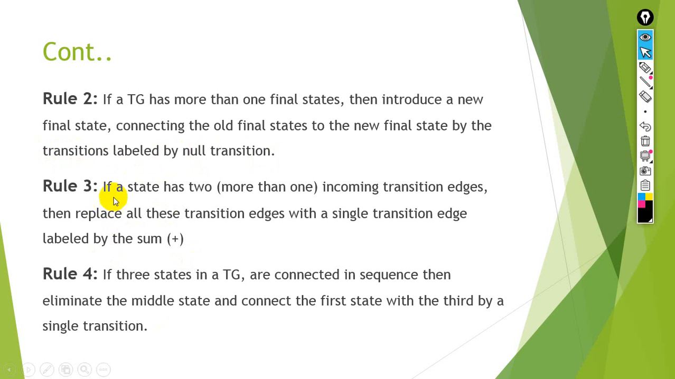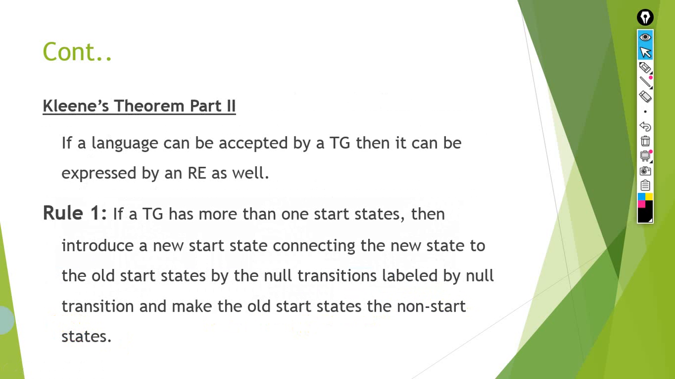What is the third rule? If a state has more than one incoming transition edge, then replace all these transition edges with a single transition edge labeled by the sum. Also I will give you an example for this. Next, the fourth and last rule: if three states in a TG are connected in a sequence, then eliminate the middle state and connect the first state with the third by a single transition. So now what is meant by all these four rules? Let me prove all these four rules.